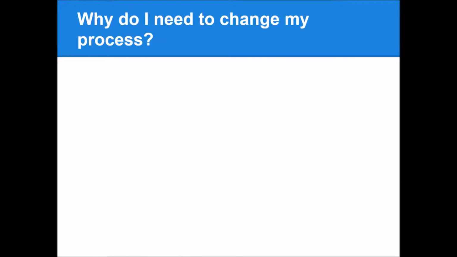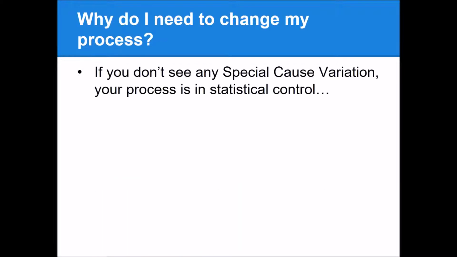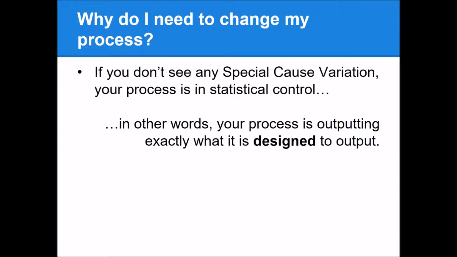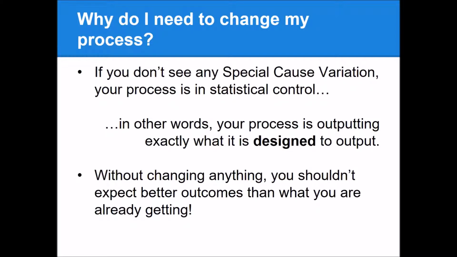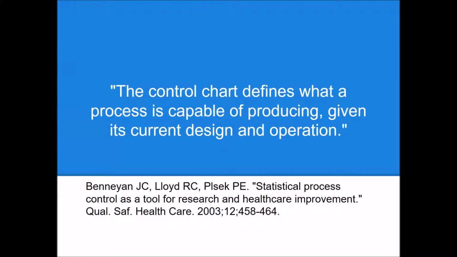Why do I need to change my process at all? Well, again, if you don't see any special cause variation in your process, that means that your process is in statistical control. In other words, your process is outputting exactly what it is designed to output. So without changing anything, you shouldn't expect better outcomes than what you're already getting. I think this is a great quote from one of the big quality and safety journals in healthcare. The control chart defines what a process is capable of producing given its current design and operation.